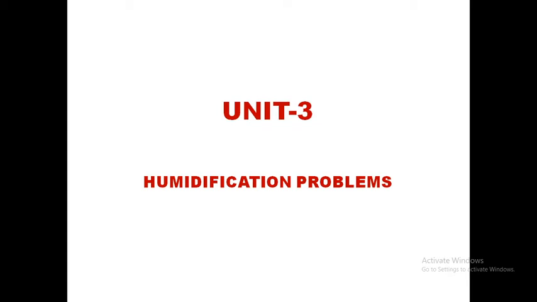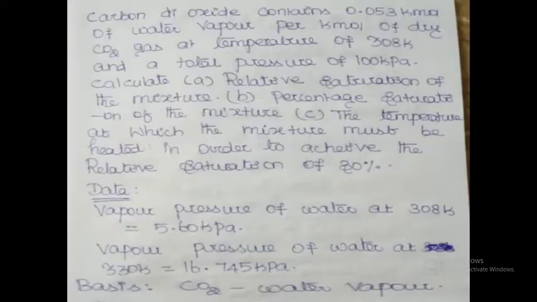Hello students, we are going to discuss about humidification problem. Carbon dioxide contains 0.053 kilomole of water vapor per kilomole of dry carbon dioxide gas at a temperature of 308 Kelvin. Total pressure 100 kilopascal. So here which one is the system? Water, carbon dioxide system. Water is a vapor, carbon dioxide is a gas. Water is A component, carbon dioxide is B component.